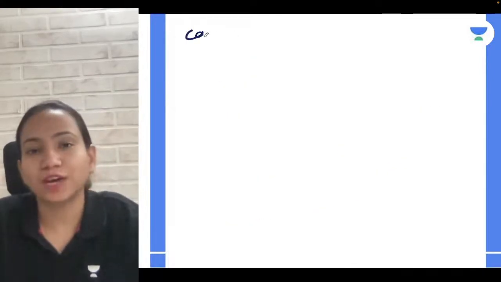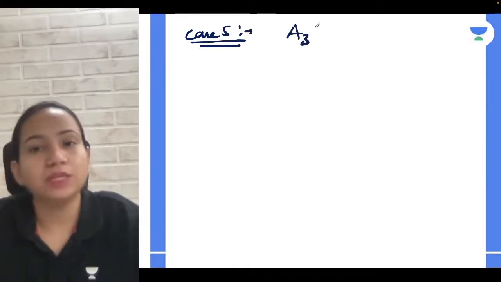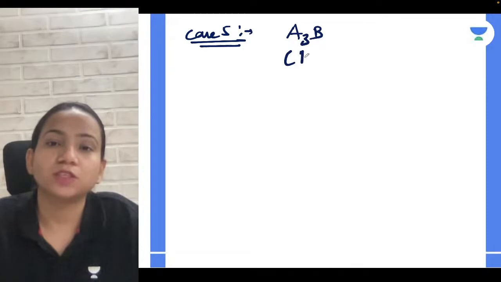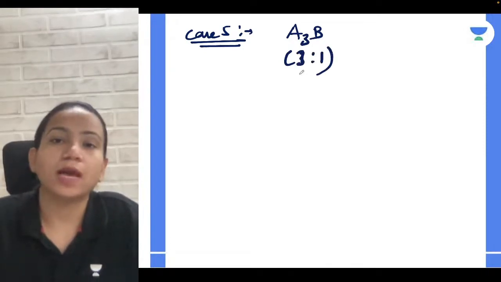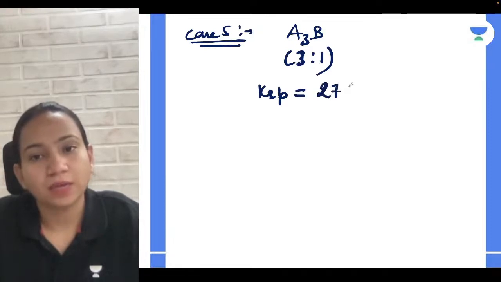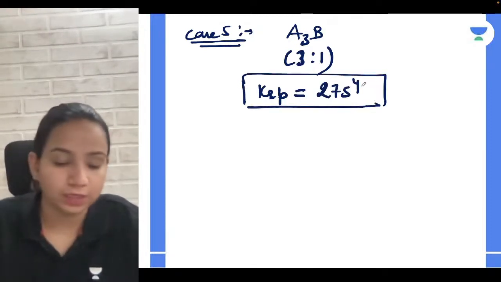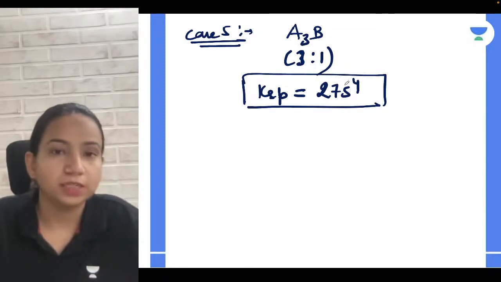Let's just discuss case 5. Case 5 also, if I say you have A3B, 3 is to 1, you will have the same expression. KSP will be equal to 27S4. No need to mention. Same way only you will be doing it. Now, let's just relate case 6.